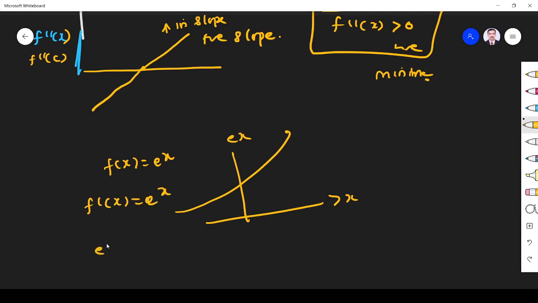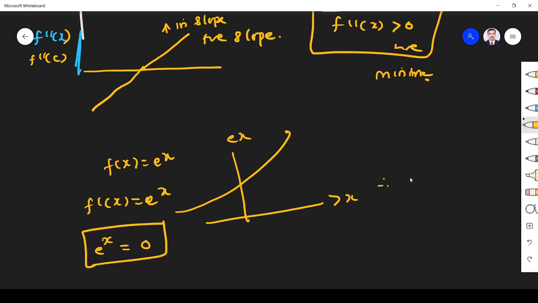Then to find zero slope, what we have to do? We have to make f dash of x equal to 0. That is, e power x is equal to 0. This never happens, right? When x is 0, it is 1 only, right? So e power x doesn't have 0. At minus infinity only it will become 0.